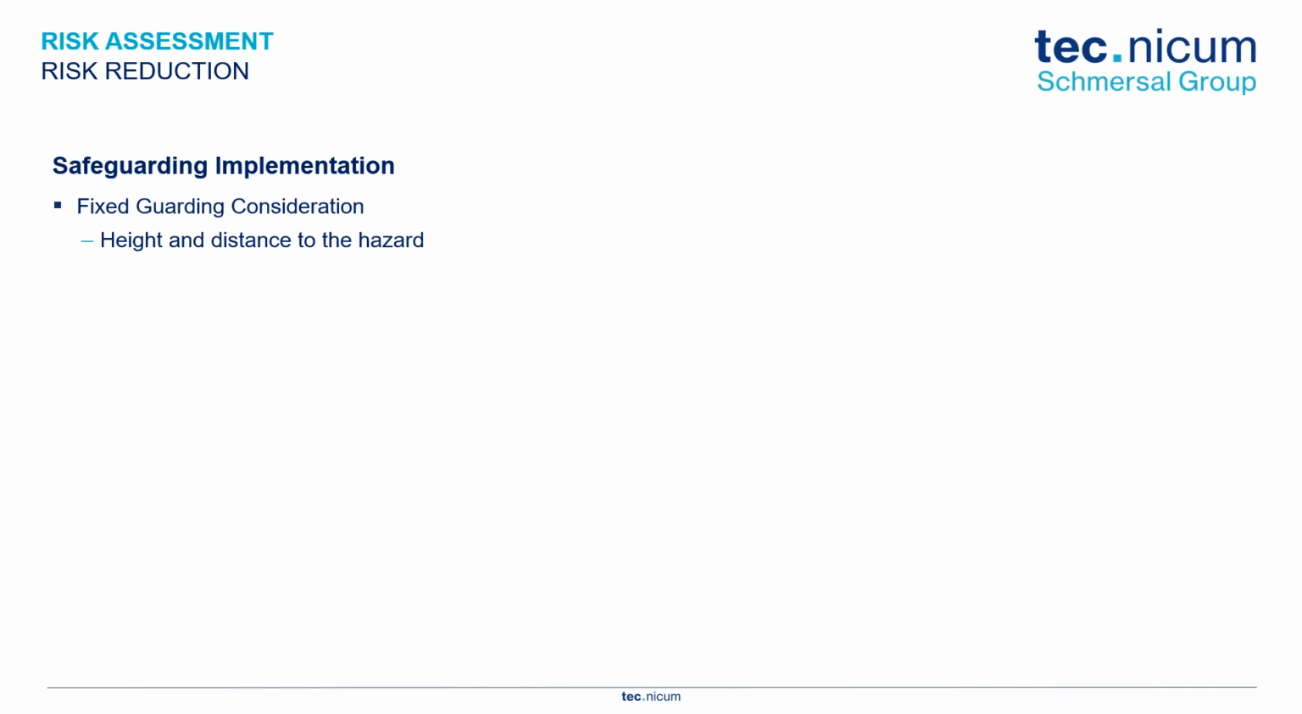So if you have a fixed guard on a machine, well, if I can easily reach over or around or through it, what exactly did we do? Right? Did we actually reduce exposure to this potential source of harm? Not really. So we look at the height and distance to the hazard, and there are standards that would help guide us on what those heights and distances are.